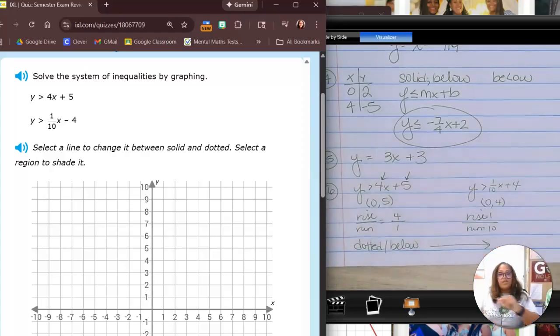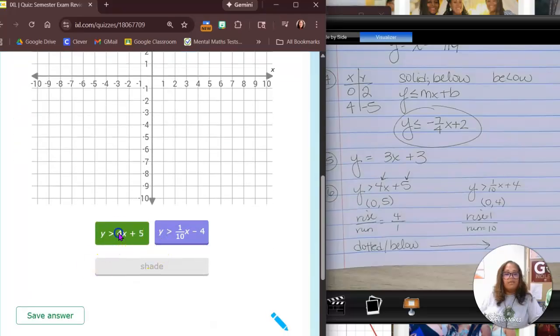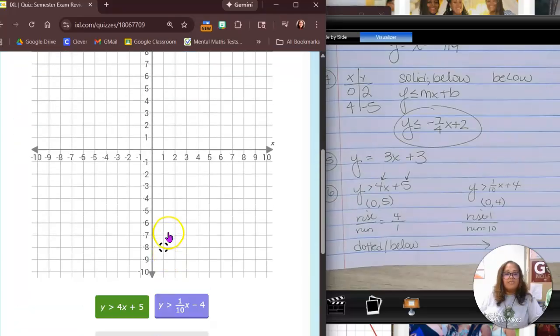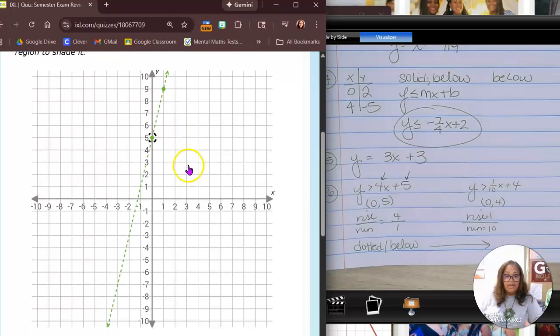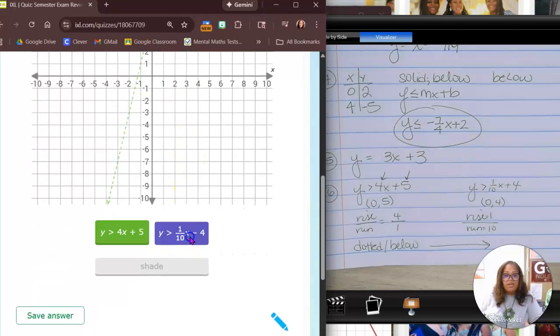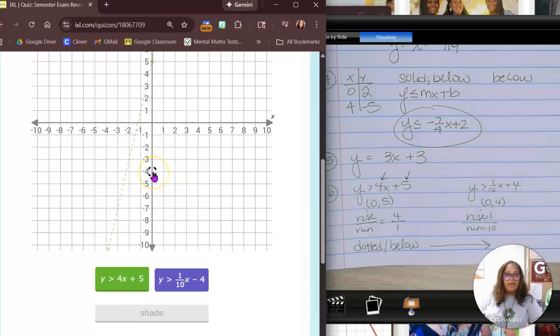So let's start with the green one, 4x plus 5. Go to positive 5, and then rise 4, 1, 2, 3, 4, and run 1. Plot my point. Now my line is not dotted, so I will click on it, and now it's dotted. Then I will click my other inequality, go to negative 4, and rise 1 and run 10, 1, 2, 3, 4, all the way to 10.